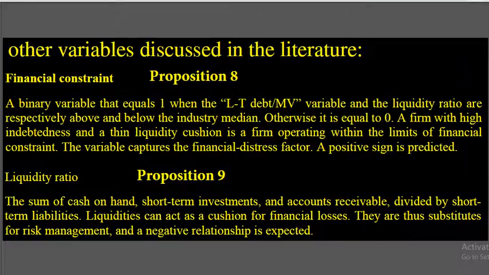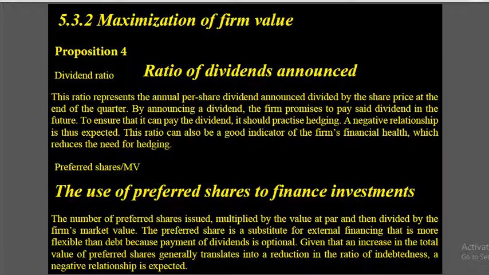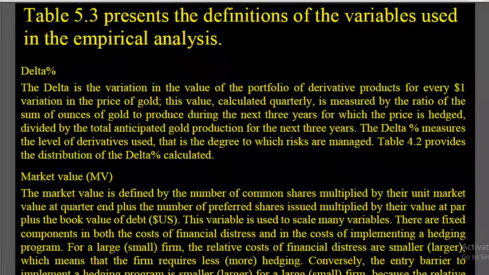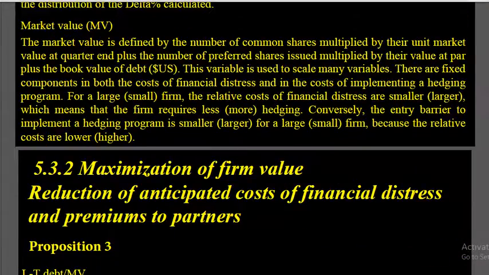Now, in the definitions we have this other term. This other term is market value. What is the market value? The market value is defined by the number of common shares multiplied by their unit market value at quarter end, plus the number of preferred shares issued multiplied by their value at par, plus the book value of debt in US dollars.